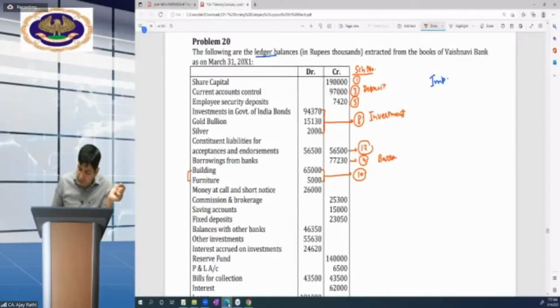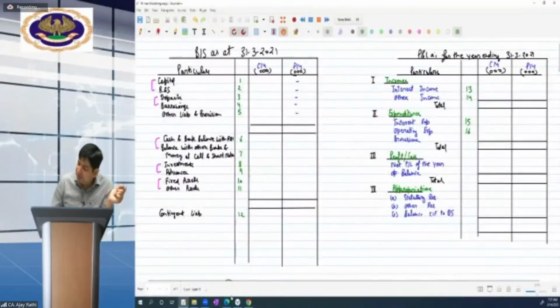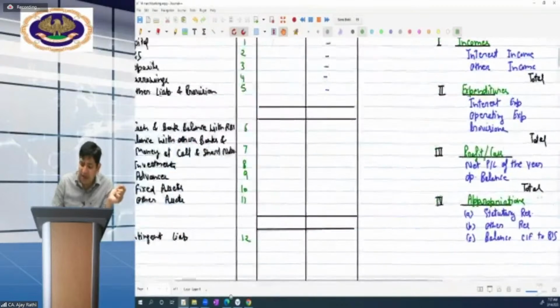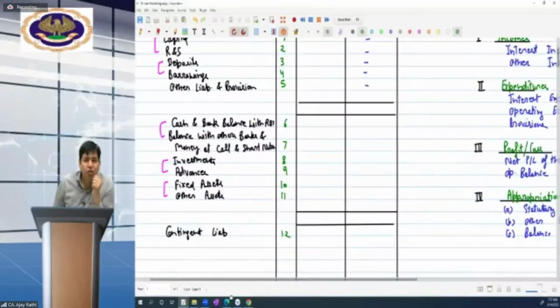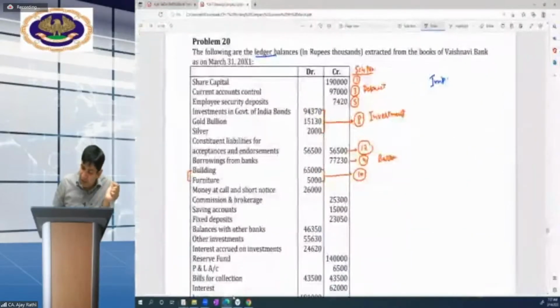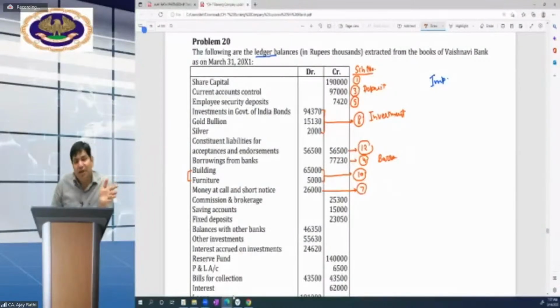You have already mentioned there. Yes, beta. This one, balance with other banks and money at call and short notice, it means that is schedule number 7. Beta, that's another thing, some adjustments like final account adjustments are there. Those will be dealt with. But first we have to put the figure at the right place. After that, the adjustment will be done in dual manner.